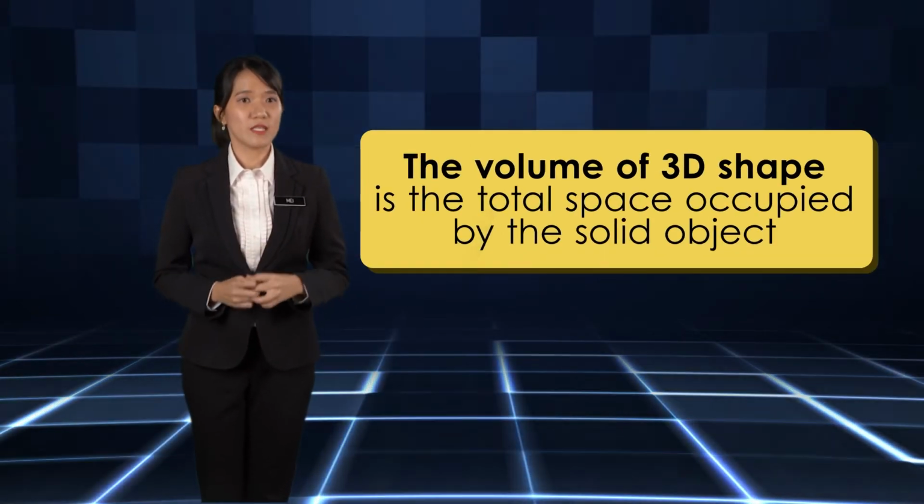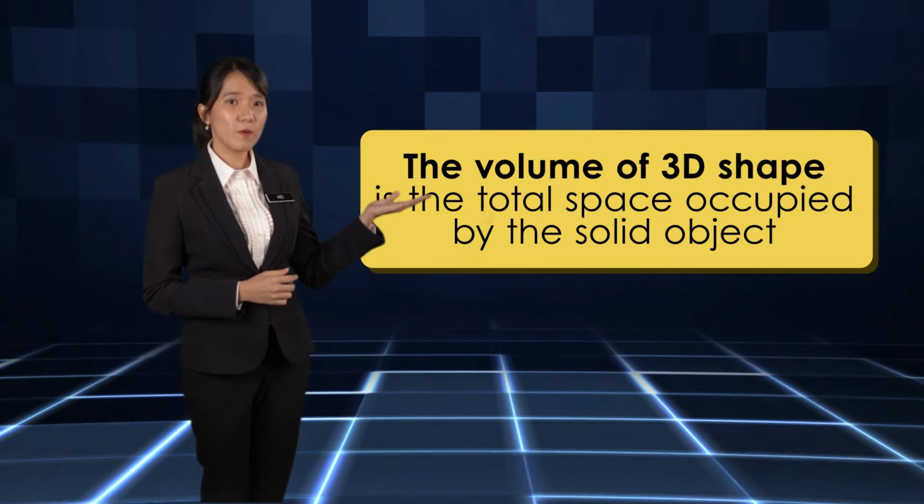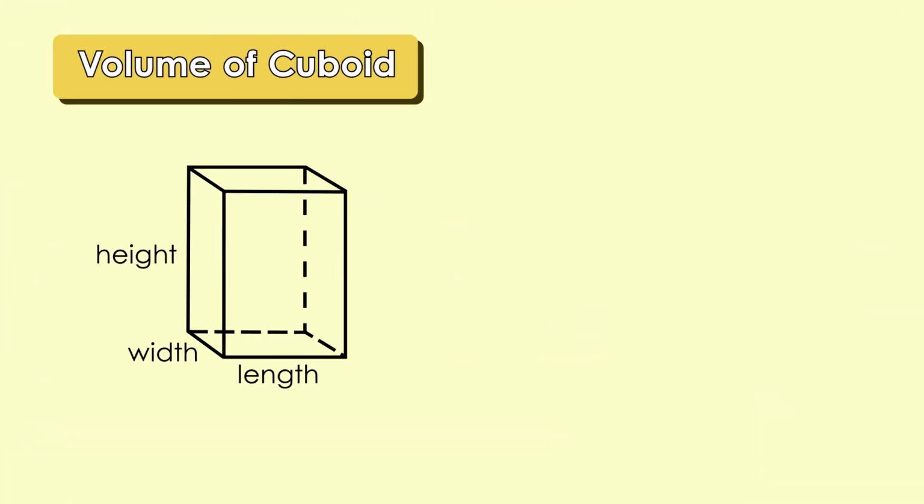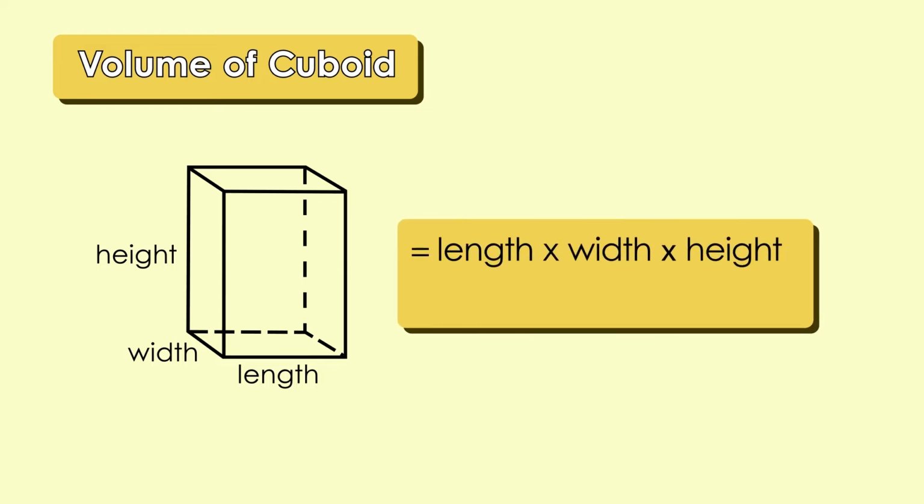Boys and girls, what is the volume of 3D shapes? Yes, the volume of 3D shapes is the total space occupied by the solid object. Let's start with the basic. As we know, this is a cuboid. I'm sure you know how to find the volume of a cuboid. That's right. The volume of a cuboid is equal to length times width times height, and it is measured in cubic units.